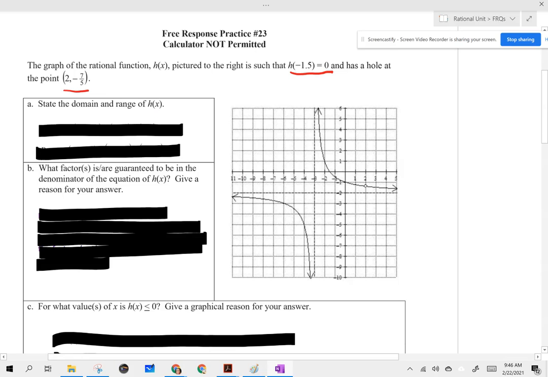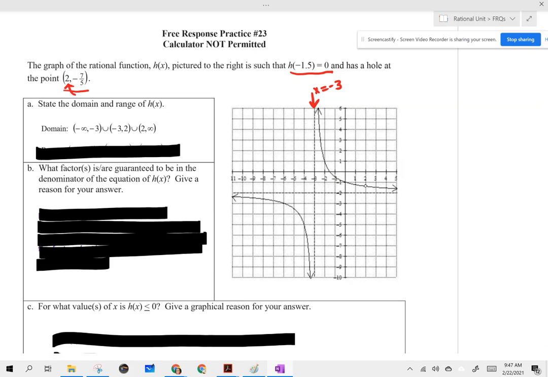Okay, so remember that the domain is going to be all real numbers except where that vertical asymptote is. We can see that the vertical asymptote is right here at x equals -3. And then we also said that there was a hole at the point where x equals 2, and we're just putting that in numerical order.